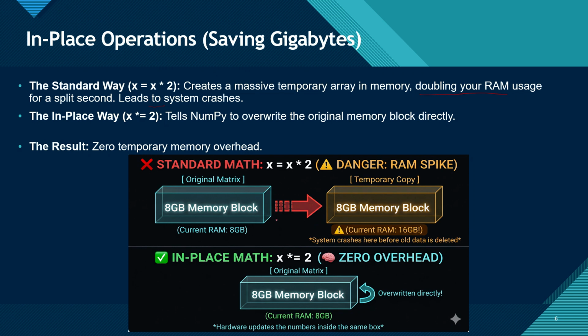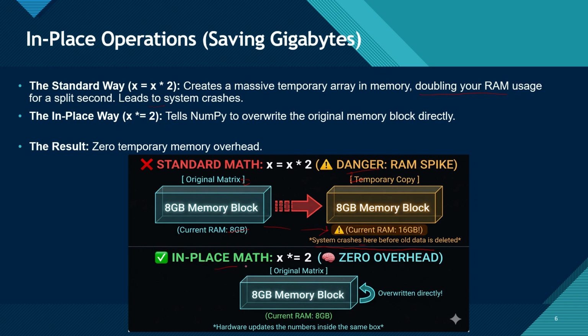crash the system. So I have a current memory of 8 GB, and we are creating an original matrix of 8 GB memory block, and we are creating a temporary block also. So you can think the current memory use will be 16 GB. So here we have a chance that it can crash the system.